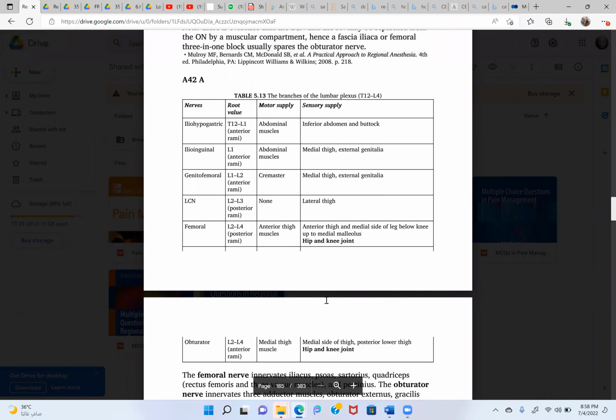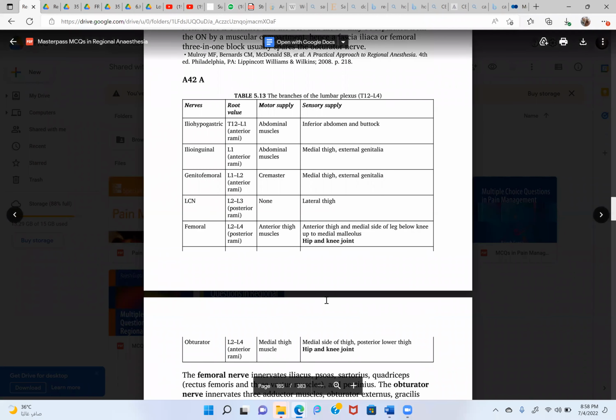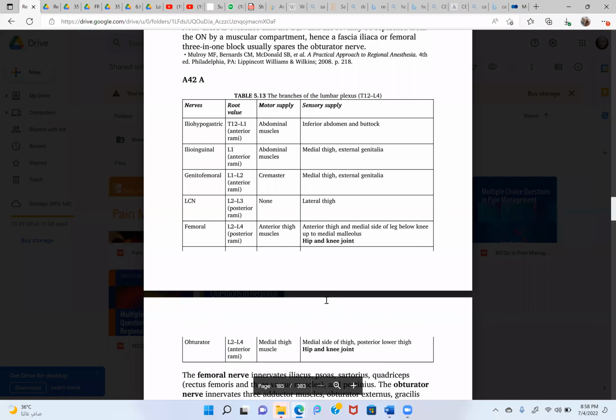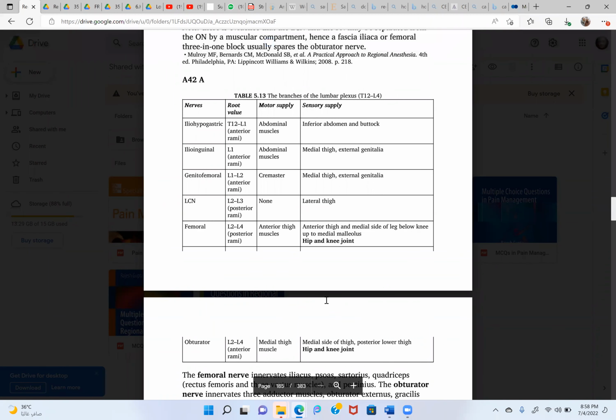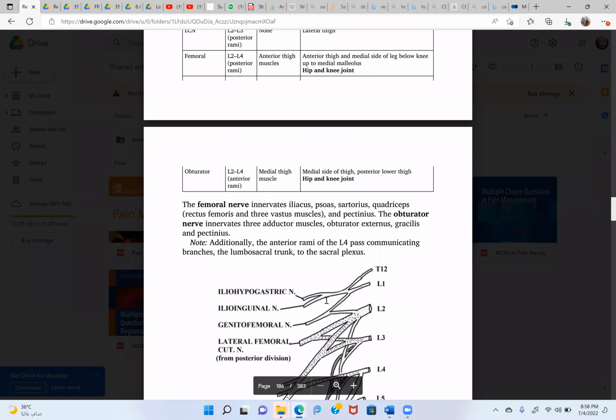Yes, you are right, I missed it. The obturator nerve is also supplying the knee joint. Okay, so that is the reason. That is another reason why, when I told you that if you are giving a femoral nerve block, it will give superior analgesia, because it will also block the obturator nerve. That was the thing in my mind, but it slipped out of my mind.